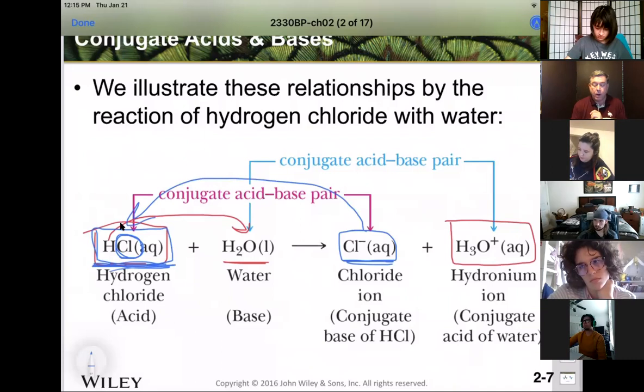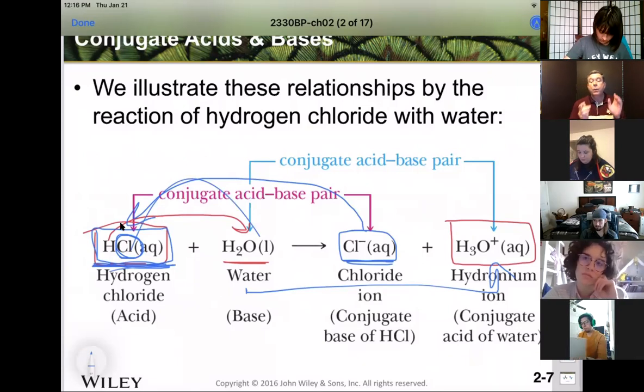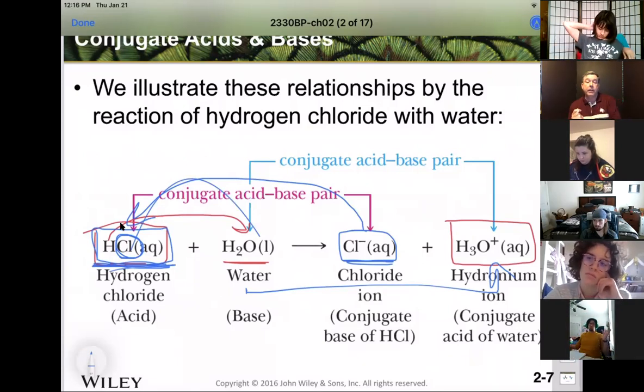The water that was our base now has a proton that it can share, and that makes it its conjugate acid. So a base becomes a conjugate acid, and that's our conjugate acid-base pair. The acid becomes the conjugate base, and that's our pair. Notice that the water doesn't become hydrogen chloride, and the hydrogen chloride doesn't become water. We have to follow where the proton left from, and that becomes our new conjugate system.